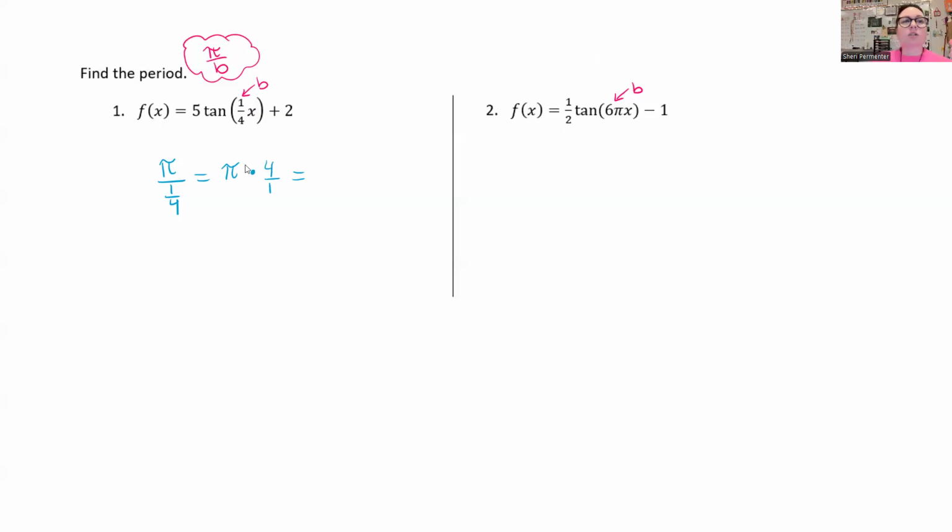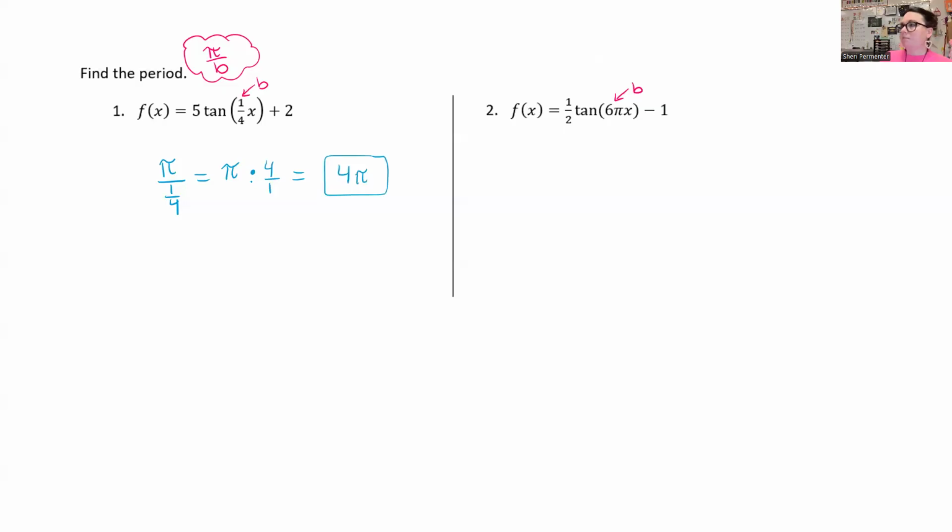4 pi, yeah, wasn't a trick question. So we end up with 4 pi. Typically, we write the number in front of a pi, but pi times 4, it's the same thing. But we will write it as 4 pi. Don't overthink it. Y'all are smart. You can do this.